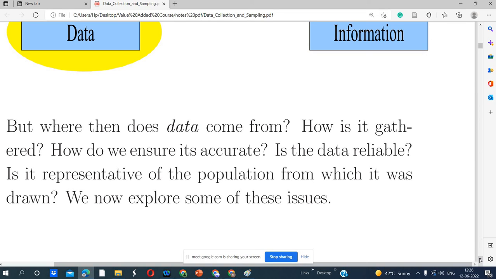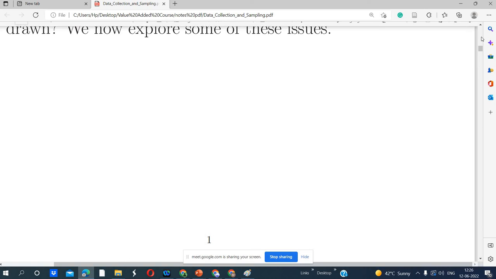So where does the data come from? How is it gathered? How do we ensure it is accurate? Is the data reliable? Sometimes you ask your friend which market will be suitable, and sometimes you are satisfied with the answer, sometimes you are not. If you get the dress according to your choice, then you will be satisfied, but sometimes you don't get the dress of your choice, then you will move to the next market. You will ask another friend which can be the suitable market. If you are new in the city, then asking your friend will be a great problem. But if you are an old customer, that will not be a problem.